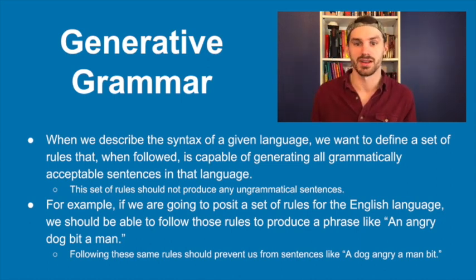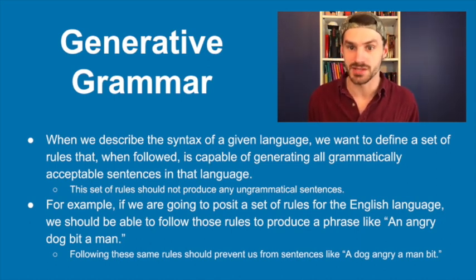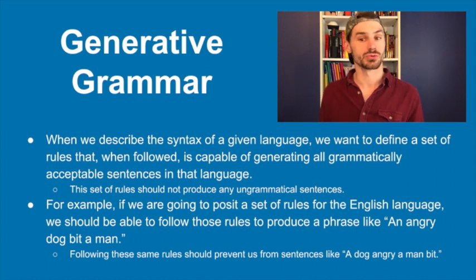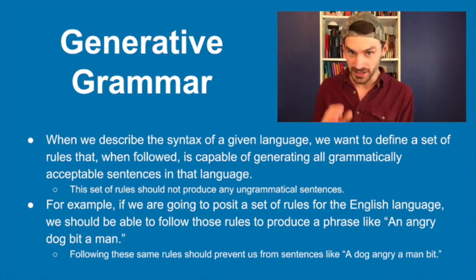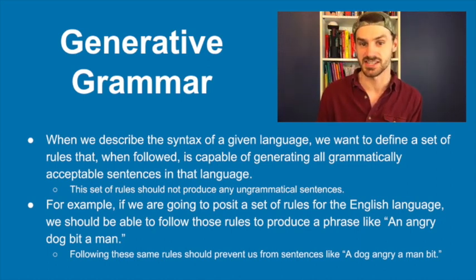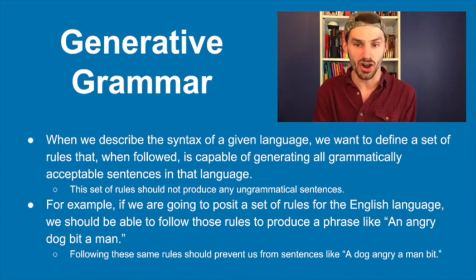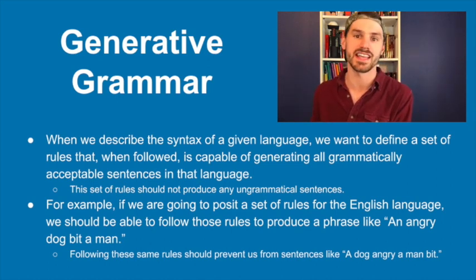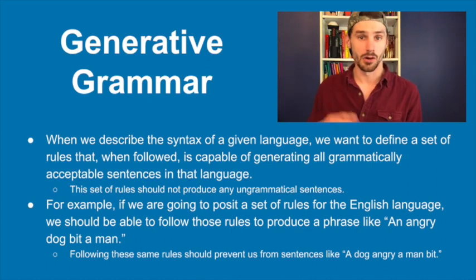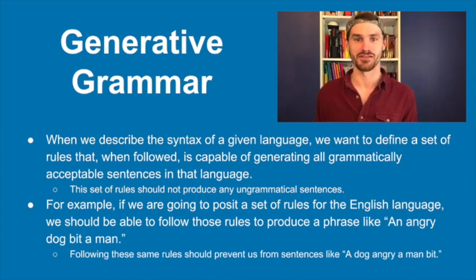For example, if we're coming up with a set of rules about the English language, those rules should be able to produce a grammatical sentence like "an angry dog bit a man." They should definitely be able to produce that sentence. And it should definitely not be able to produce sentences like "a dog angry, a man bit." You should only be able to arrive at that sentence by violating some of the rules that you're proposing. Hopefully I haven't lost any of you guys so far.